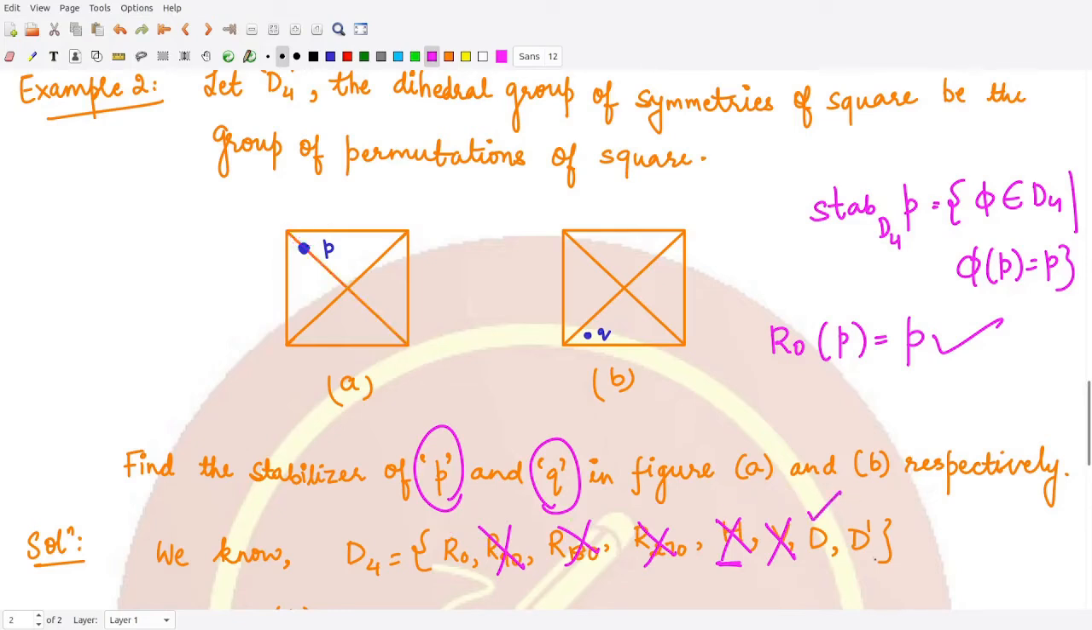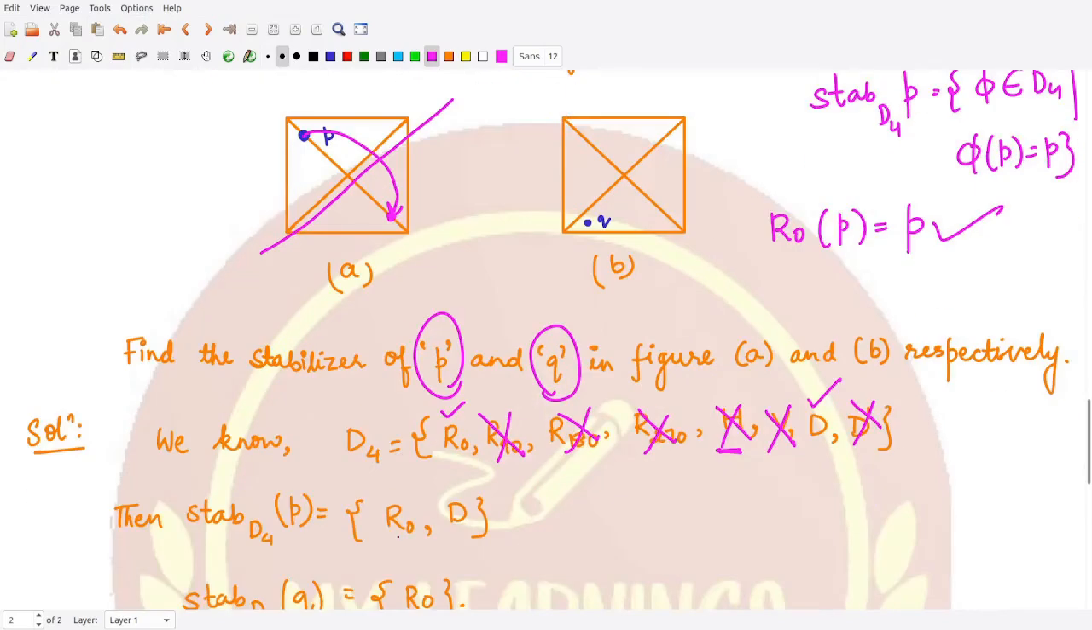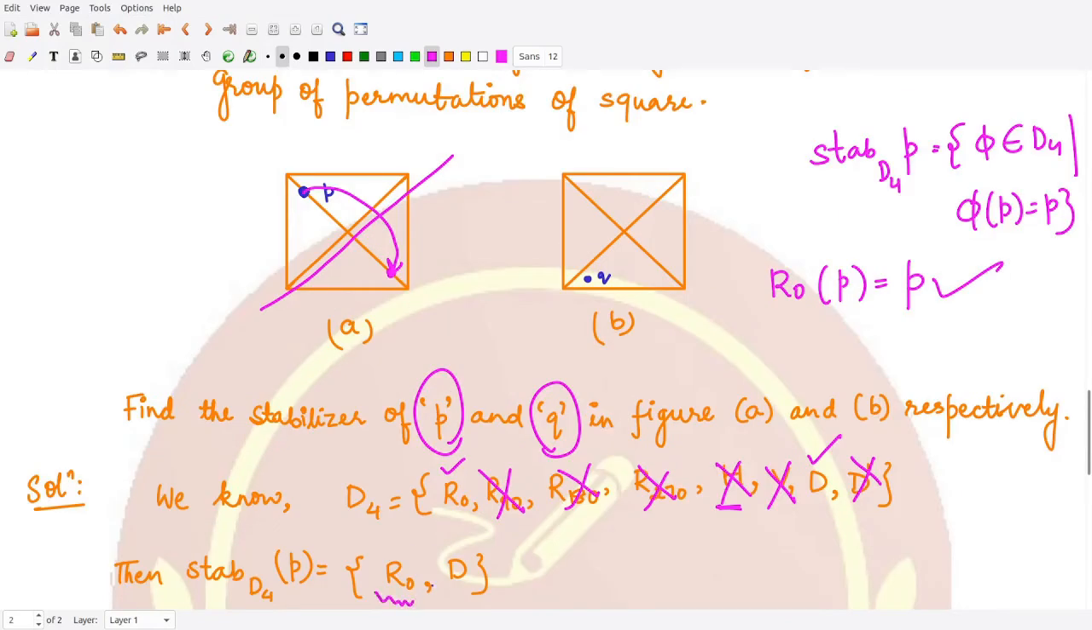And what about D dash, the other diagonal? If you reflect along this diagonal, P would come to a different position, so it is not keeping P fixed and we will not take this one. Therefore the stabilizer would contain two elements only. One is the identity permutation R0, which is obviously there for the reason I gave, and the other is D.